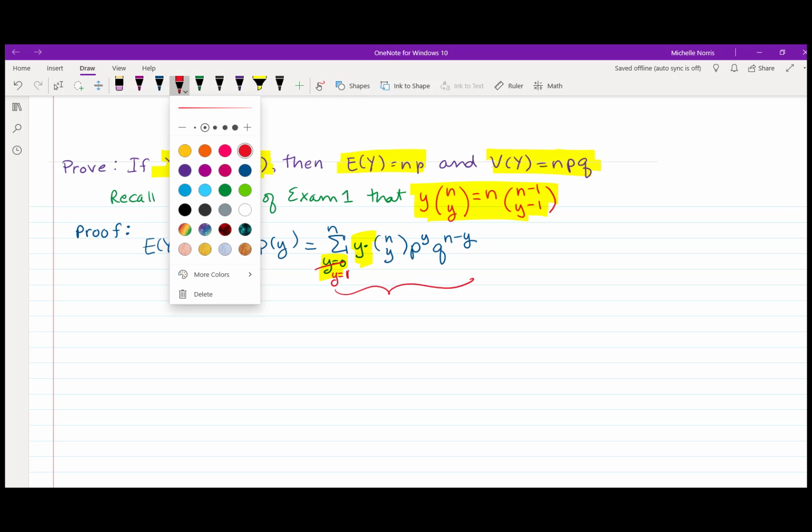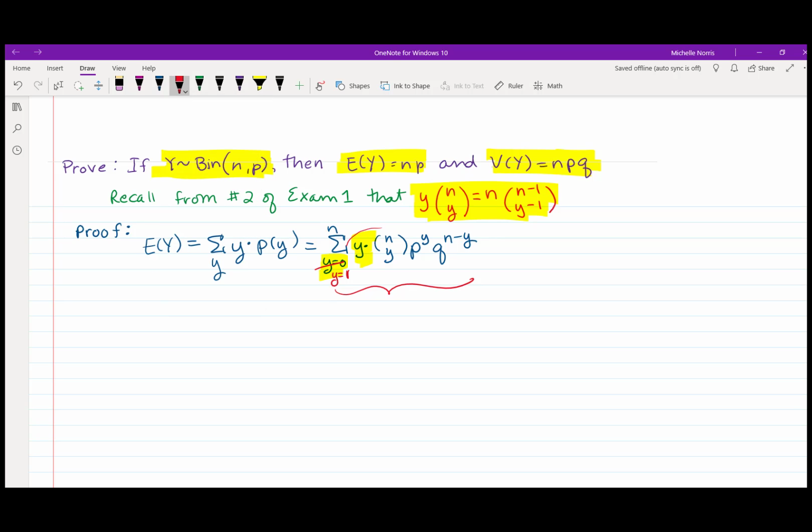Okay, so that means that this component y times n choose y, I can substitute using the identity and make it into n times n minus 1 choose y minus 1. Okay, and making that substitution, I am going to get the sum from y equals 1 to n of, instead of y times n choose y, I get n times n minus 1 choose y minus 1 times p to the y times q to the n minus y.